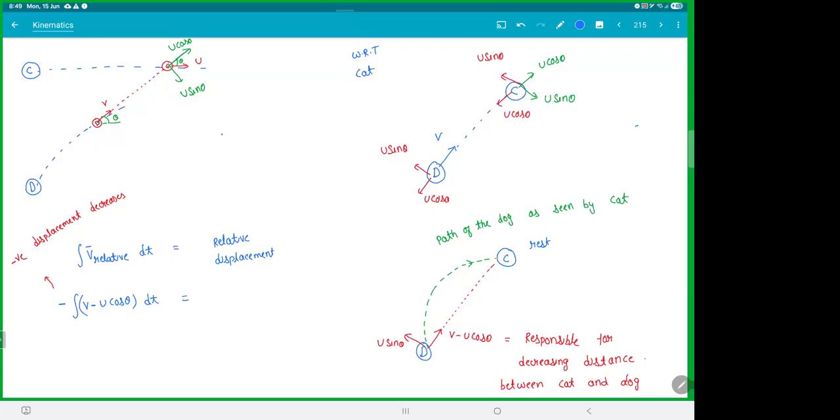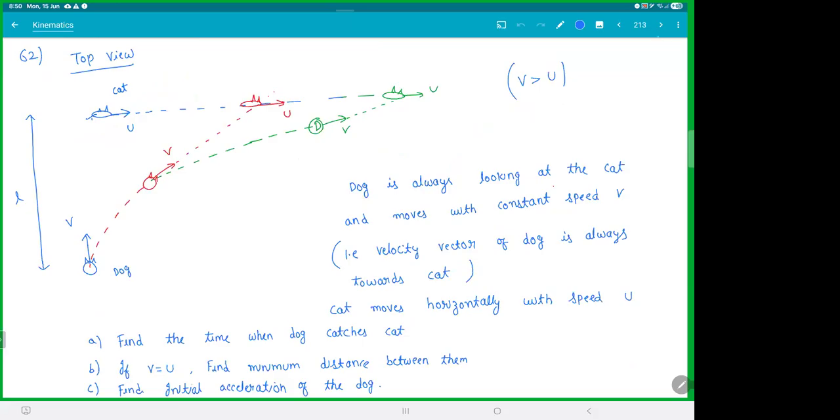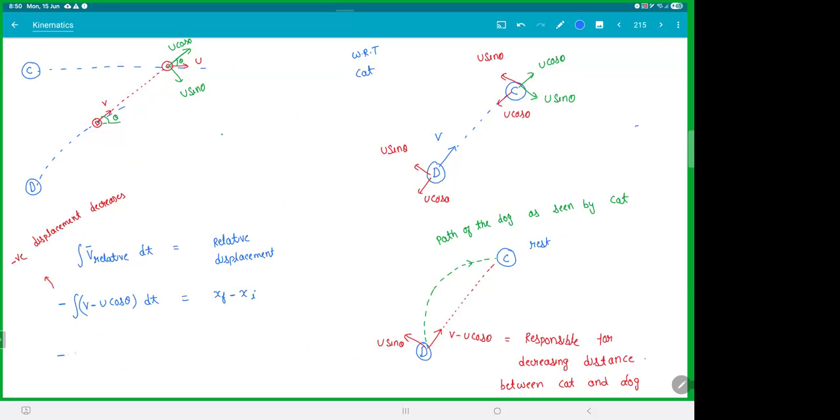Now be careful. What is relative displacement? X final minus X initial. What is X final? The displacement when the cat and the dog catch, which is 0. What is the initial displacement? L. That was the initial distance between them, vertical. Signs are important. So this would be minus of integral U cos theta dt is equal to 0 minus L. You mess up one minus and the whole thing goes for a toss, so you should be careful.